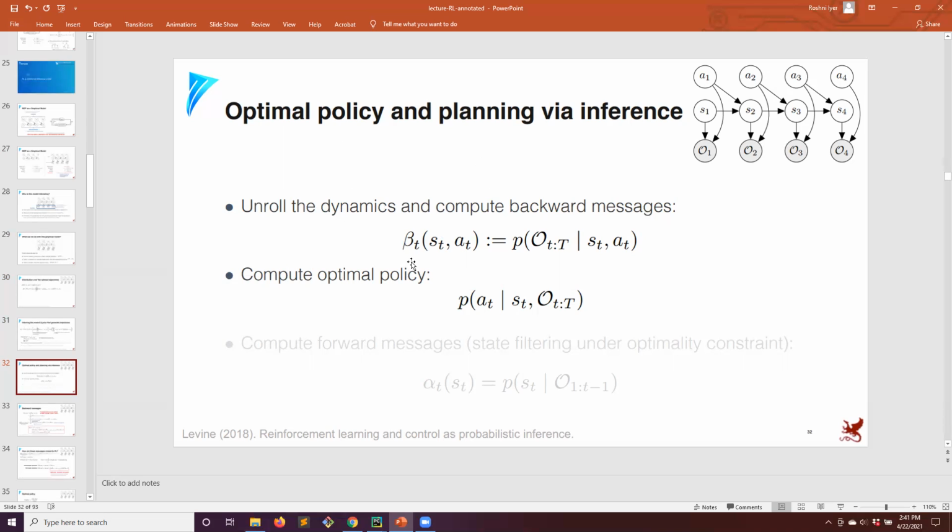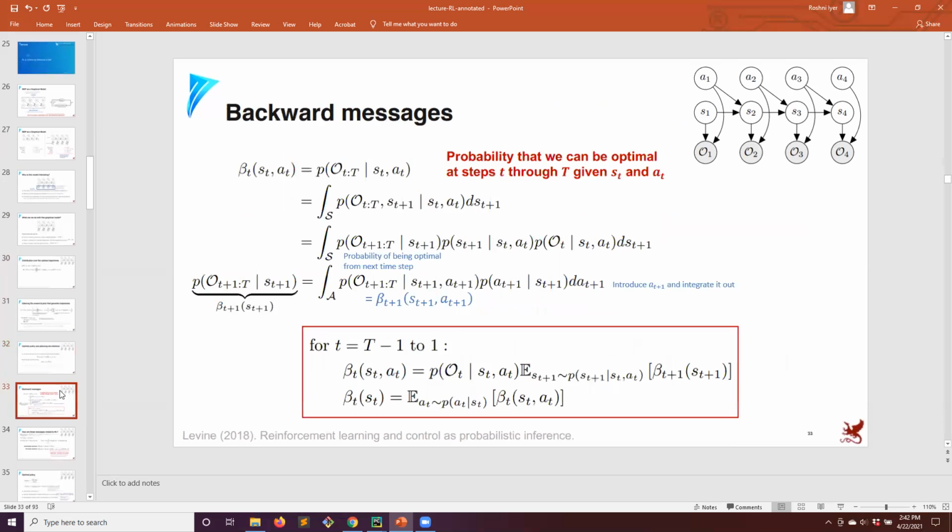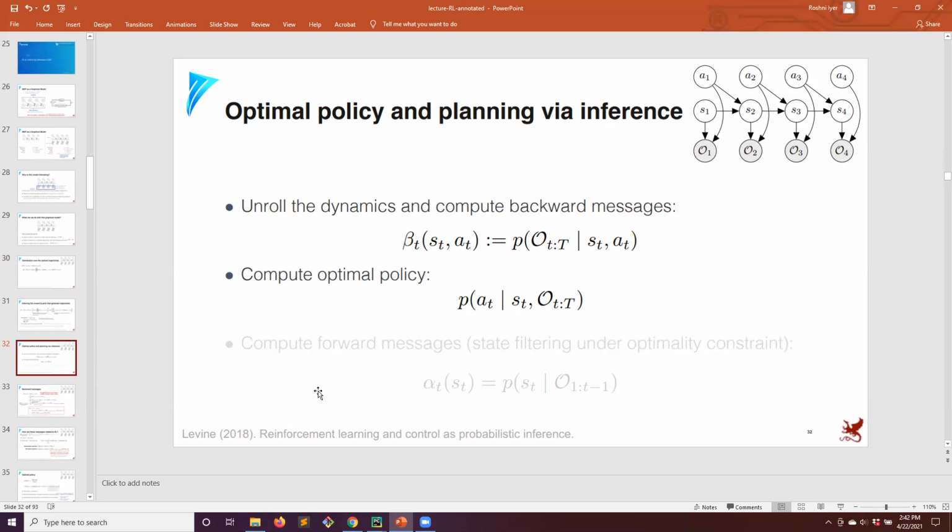We call these backward messages beta, and beta of s_t, a_t we define in this way, where it's the probability distribution of these optimality variables, or the rewards, given the state and action. And then we will be computing this, the probability of the action given the state and the reward. And okay, this part is actually not discussed at this point.